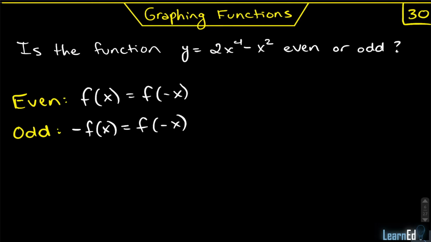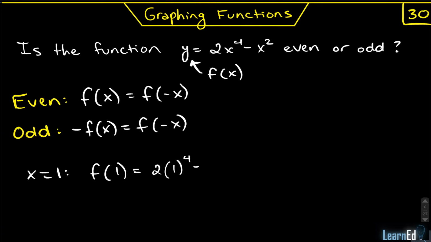So honestly, we can just plug in one point. We can plug in, let's say, x equals 1 and x equals -1, and see what happens. Are these two things equal? Are they opposite in sign? Then we'll know if this function is even or odd. So let's plug in x equals 1 into this function. Let's call this f of x. We get f of 1 is equal to 2 times 1 to the 4th minus 1 squared, and so you get 2 minus 1.